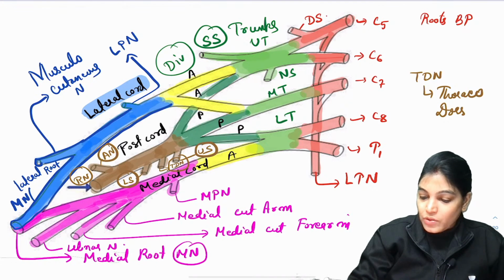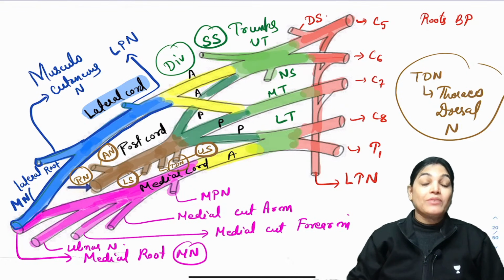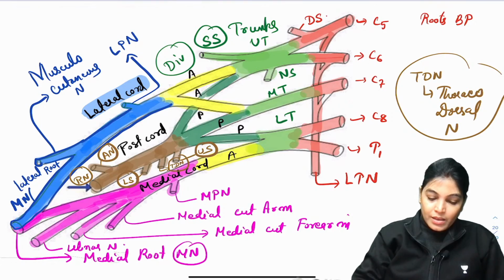So now is it clear to you the nerve affected in this diagram? Which is the nerve which is affected in the diagram and which was asked in the MCQ? Is it clear to everyone? The nerve is radial nerve.